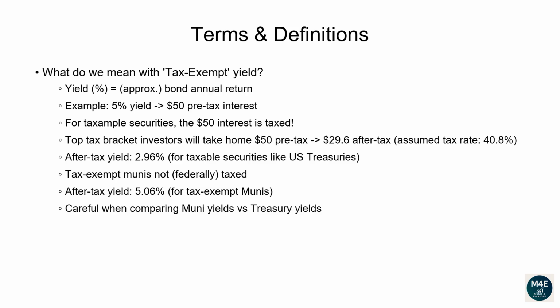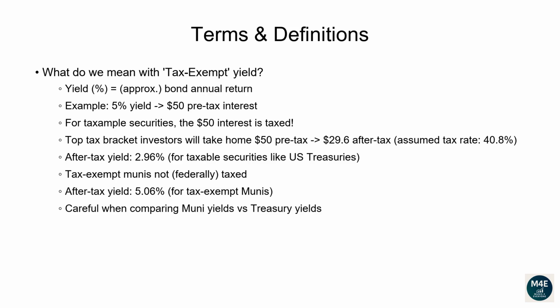What do we mean with tax-exempt yield? Yield is one way to measure how much return you earn each year when you invest in a bond. Meaning, yield is usually an annualized measure. For example, if you invest $1,000 in a bond with a 5% yield, and it matures in 1 year, you'll get $50 in interest plus your $1,000 back 1 year from now. But most bonds are taxable, meaning you must pay your ordinary income tax on that $50.